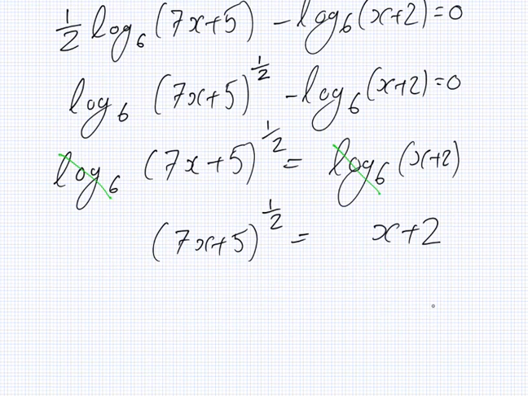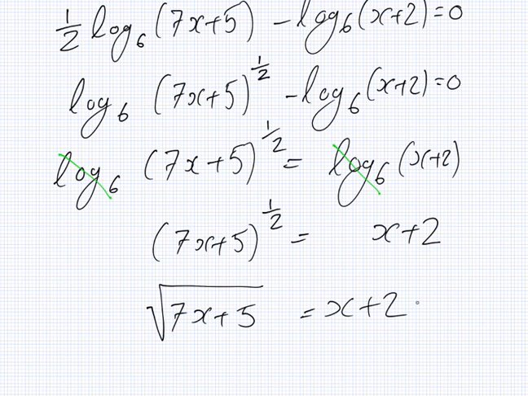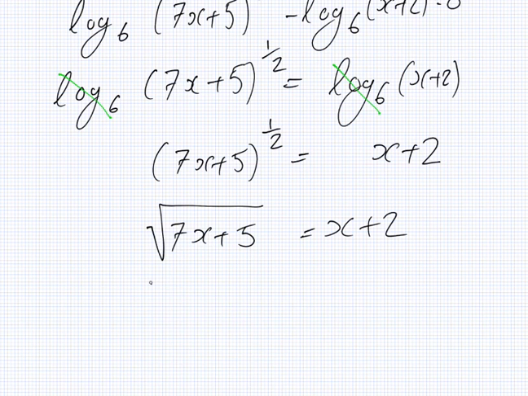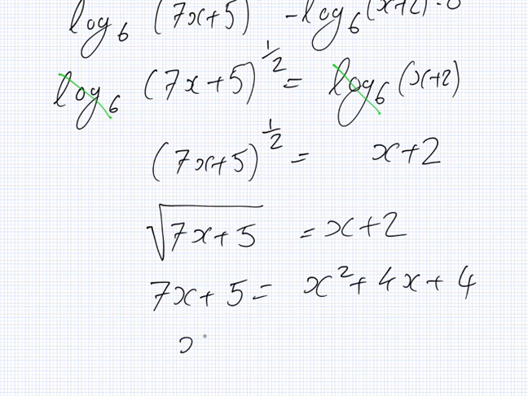Okay, well you know what power a half is. What's power a half? It's square root. To get rid of this square root, what should we do? Square both sides. 7x plus 5 equals x squared plus 4x plus 4. So you get x squared minus 3x minus 1 equals 0.